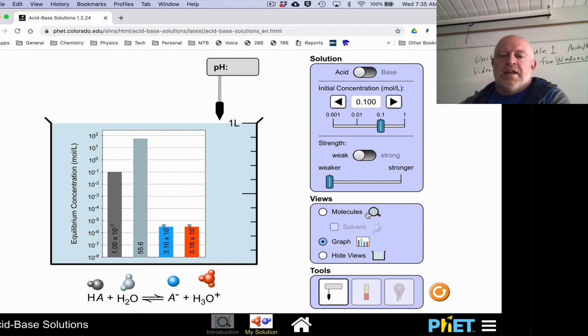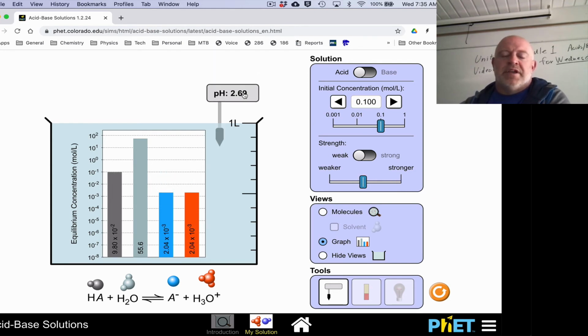Okay. And if I go to someplace in here for a weak acid and I drop my pH in, so I'm getting a pH of 2.69. Now notice, I'm not going to change my concentration, but if I make this a weaker acid, my pH goes up, because a weaker acid is going to have less hydrogen ions in solution. Remember, pH is directly related to those hydrogen ions in solution.